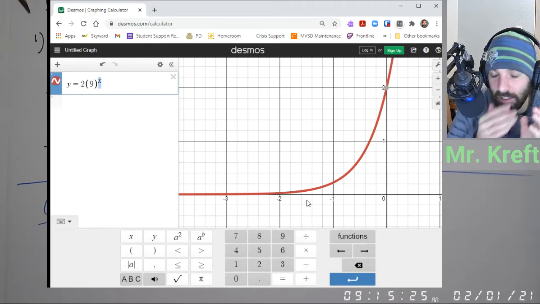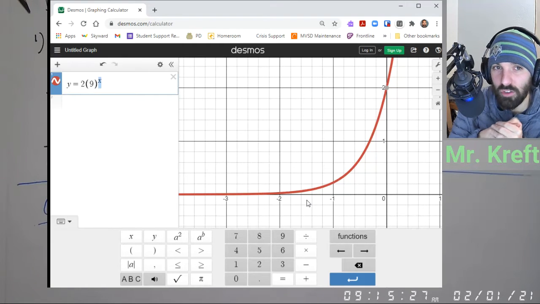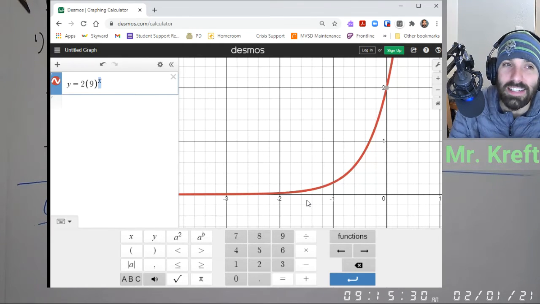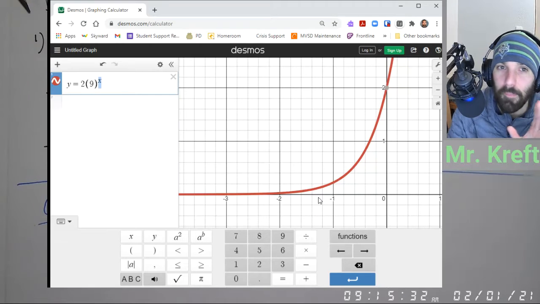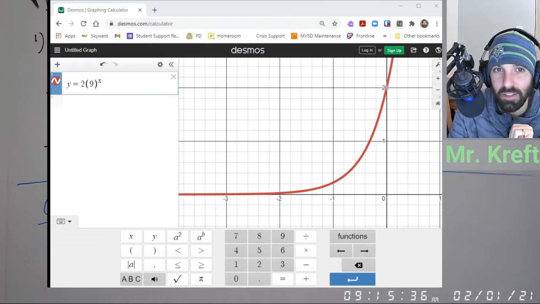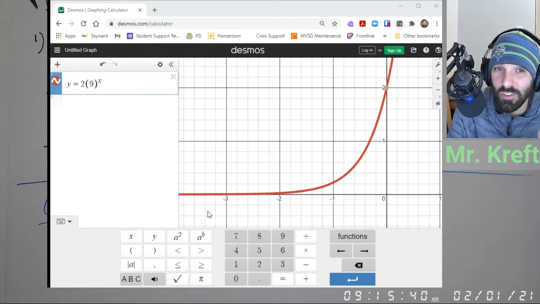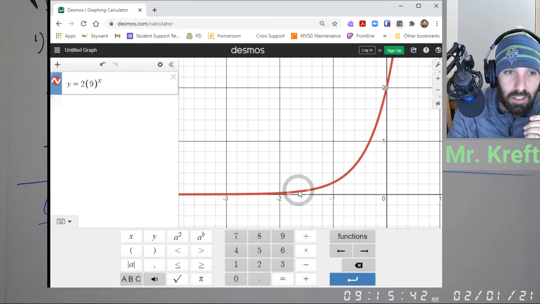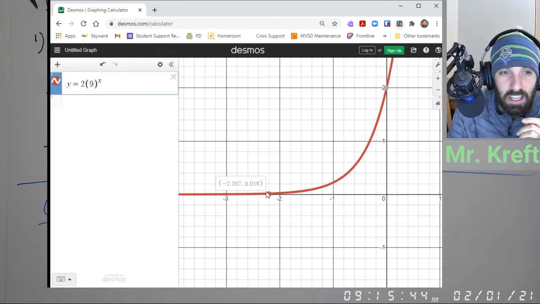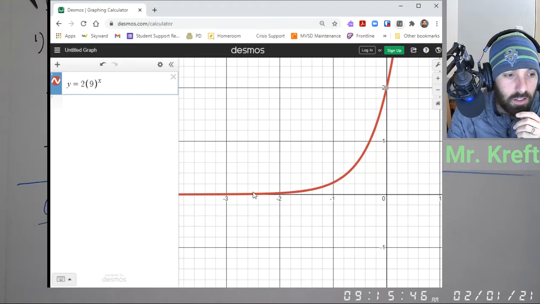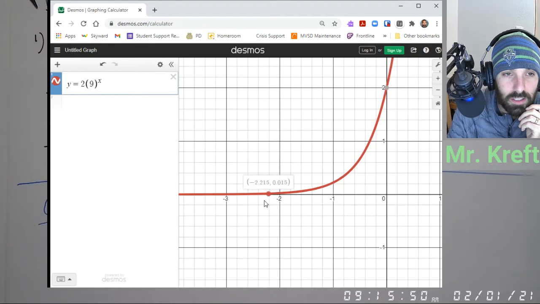So negatives, and you guys don't have to worry about this too much because we skipped it this year, but negative exponents make it into a fraction. It's like 1 over. Okay, so that's what's going on here. It's 1 over. Now, fractions are going to get really, really small. And you can click on this and you can see the output, right? That second number, that output is getting really, really small.